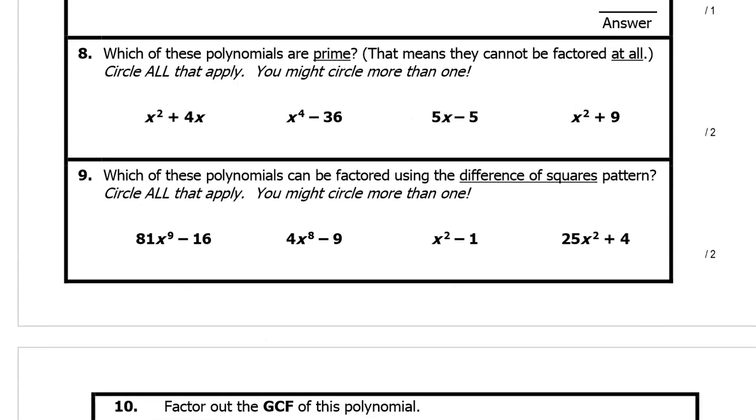Problem number 8, which of these polynomials are prime? That means they cannot be factored at all. Circle all that apply. You might circle more than one. We have learned 2 ways of factoring polynomials so far. One of them is to factor out a common factor, a GCF. So if it's going to be prime, that means there's going to be no GCF. But we've also learned how to factor using the difference of squares.